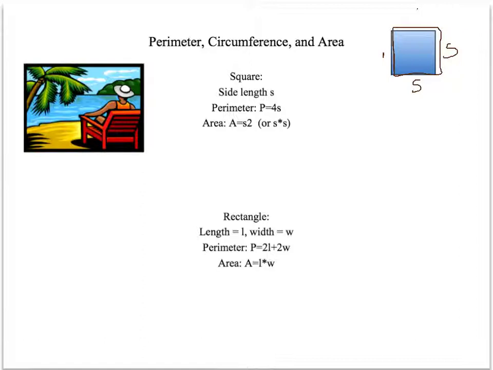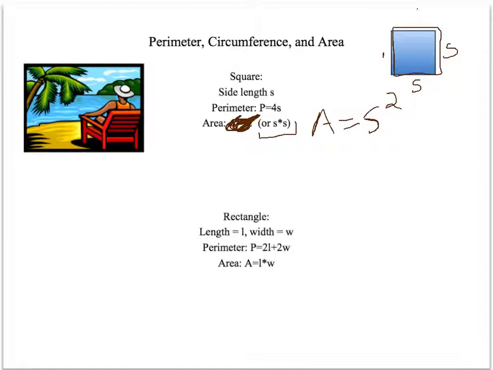The area of a square is, I don't think my PowerPoint did the superscript. Okay, so cross that out. So the area of a square equals S squared. And what I wrote here, S squared, basically means S times S.